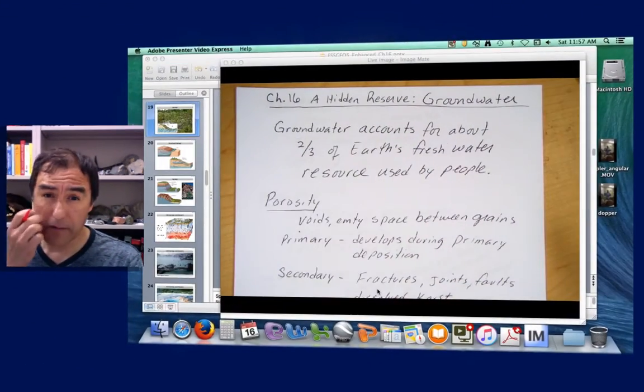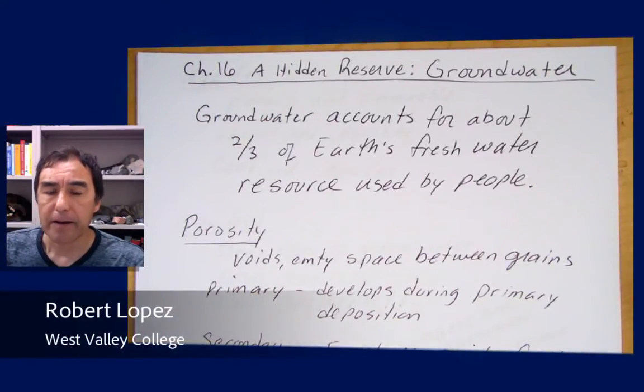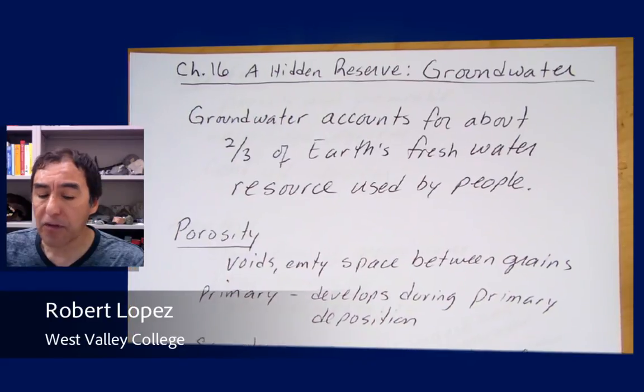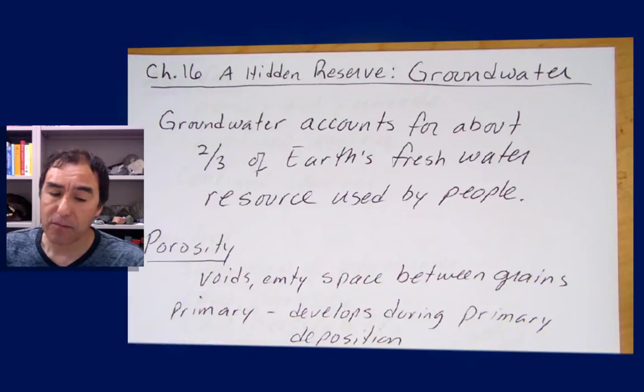Today I want to start chapter 16 dealing with groundwater. And we'll see here that groundwater accounts for about 2/3 of Earth's fresh water as a resource used by people. Remember, most of the fresh water is in glaciers, but second most and more readily available to people is groundwater.